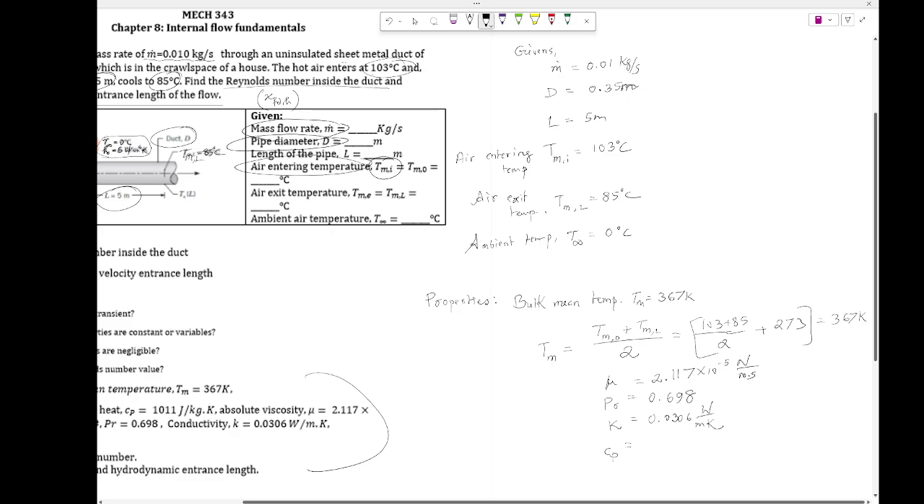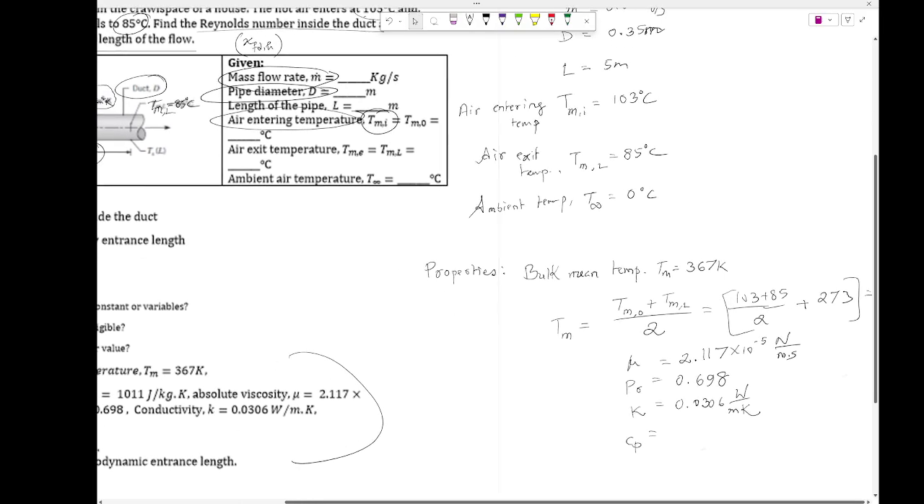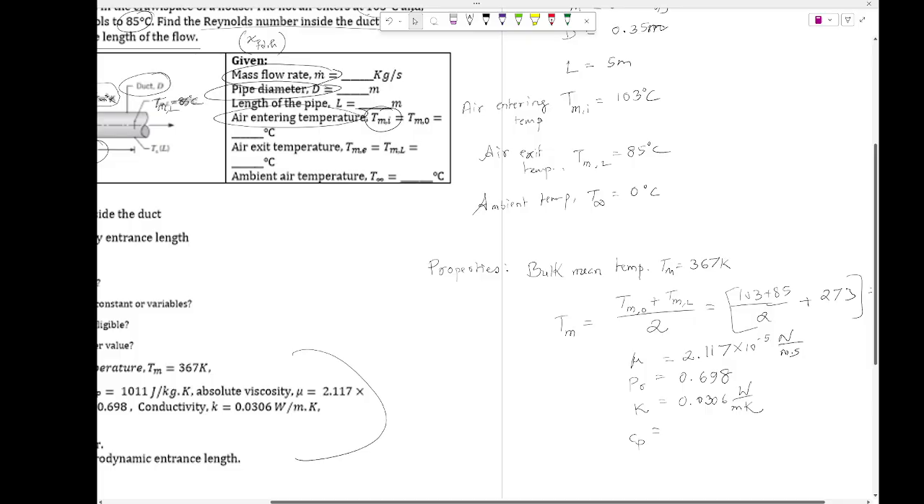Okay, I'll help you. So this value of K, I wrote it like 0.0306. Okay, thank you. So the Cp is the final thing. Anybody remember what is Cp? It is specific heat at constant pressure. P subscript is referred for pressure. Okay. All right. So that's it.